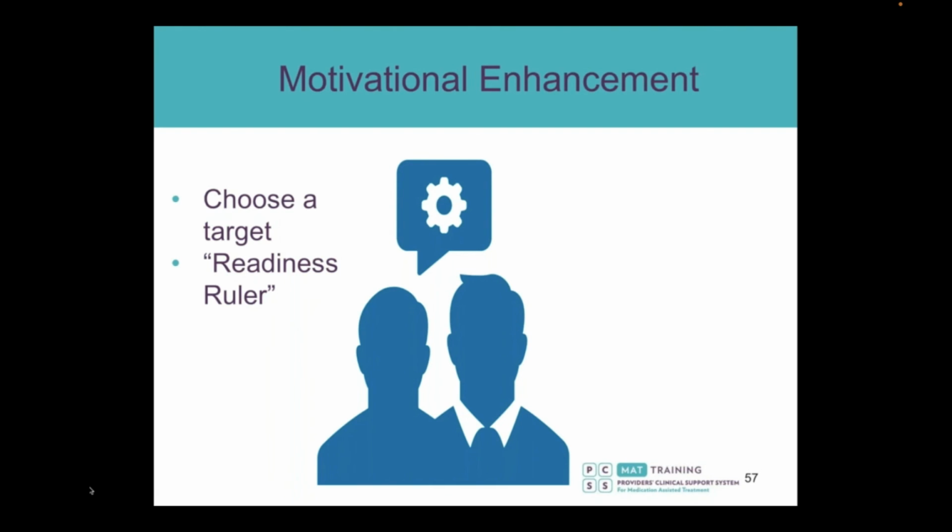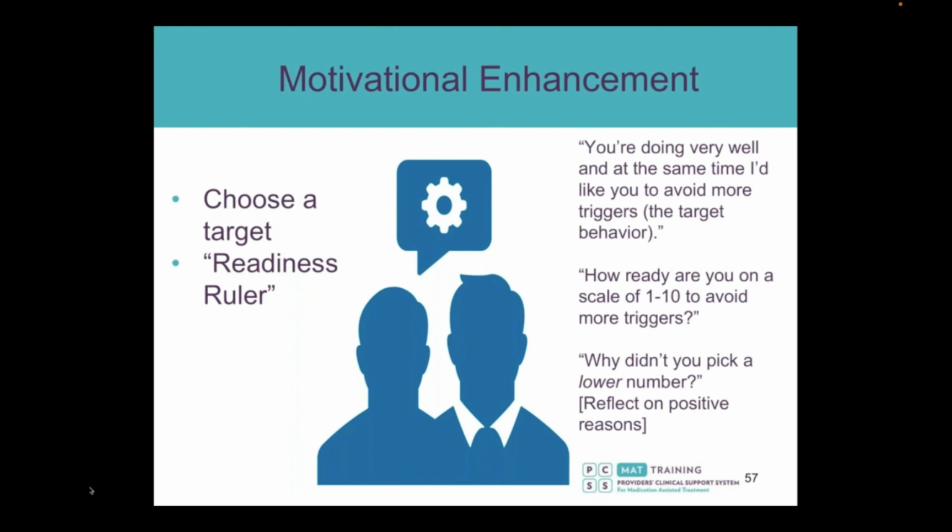Choose a target behavior. So if a patient is not going, let's imagine that they're not avoiding triggers, that they keep slipping because they keep facing the same trigger. Let's imagine that they're not avoiding that coworker, and they still have lunch with that coworker. They still listen to that coworker talking about their own opioid use, and you've been advising and encouraging them to stay away from that person.